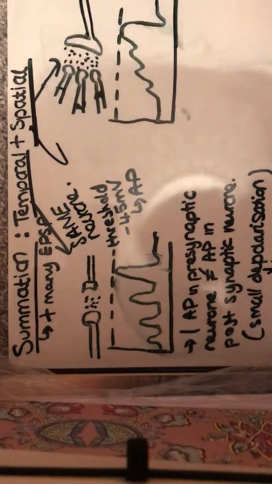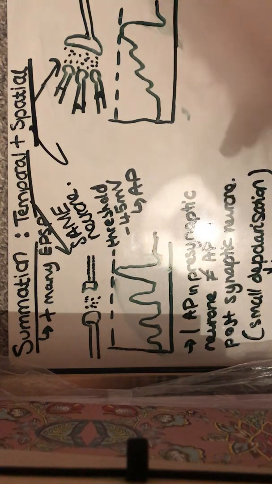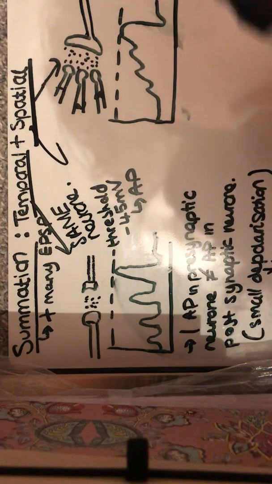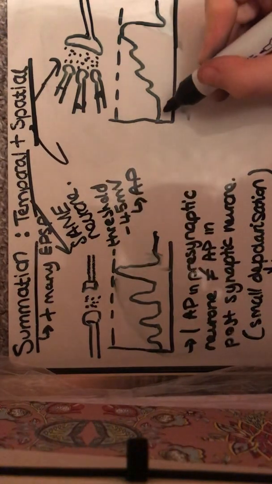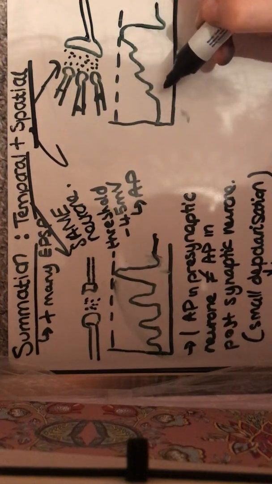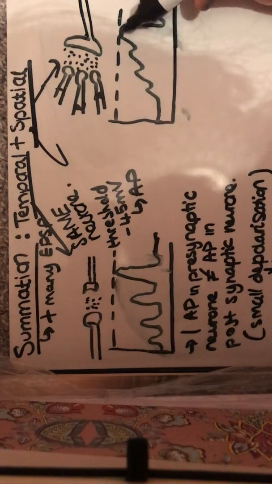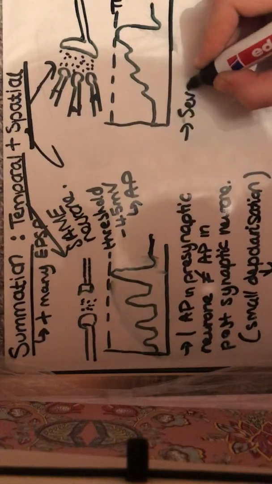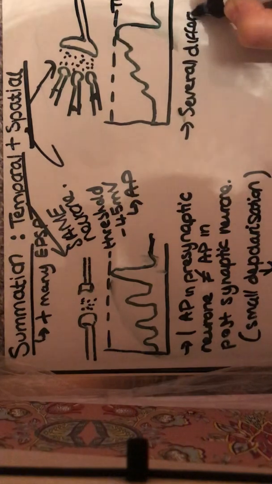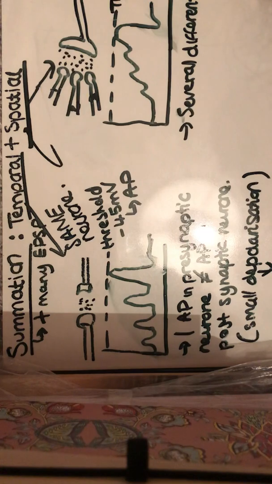So the difference, as you can see, with spatial summation is that we've got several presynaptic neurons all contributing their action potentials to the postsynaptic neuron. So as you can see, the graph moves up a little bit, but it doesn't go all the way back down. We don't get the full repolarization, and then it reaches the threshold potential quicker. So we have this from several different presynaptic neurons.